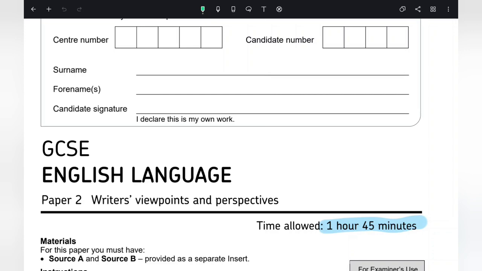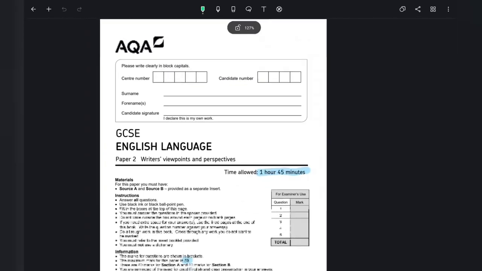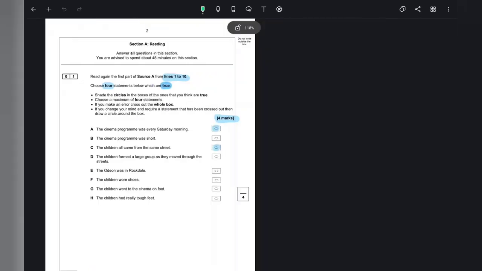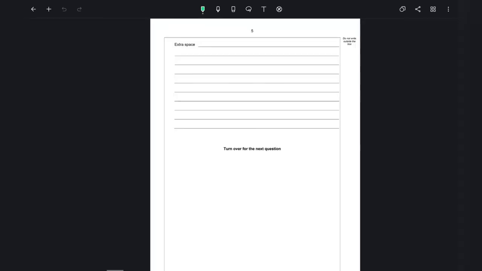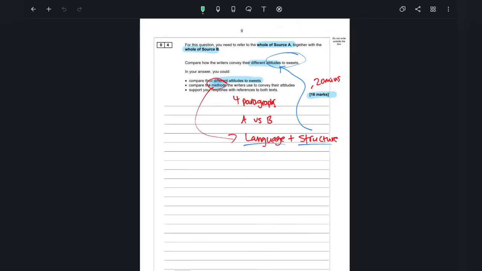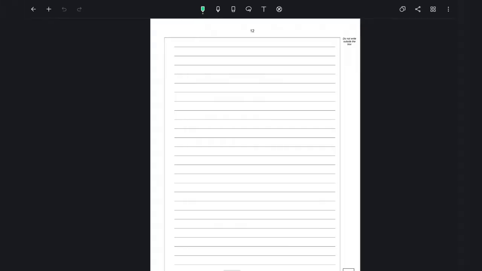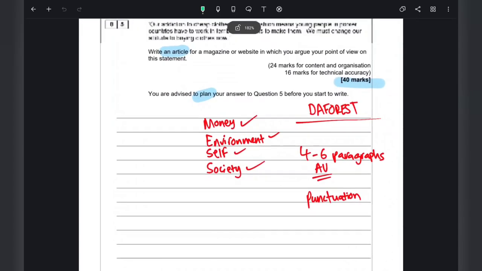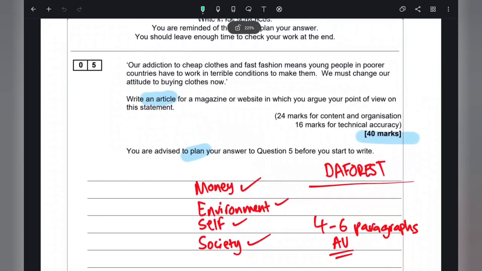Now, many of my own students have also asked, do I start off with section A or do I start off with section B? So my personal advice, if I was to sit this exam, is to start off with section B. The reason being is because section B, question 5, is the most important question. It's worth 40 marks, okay? That question alone, as you can see, is worth 40 marks.